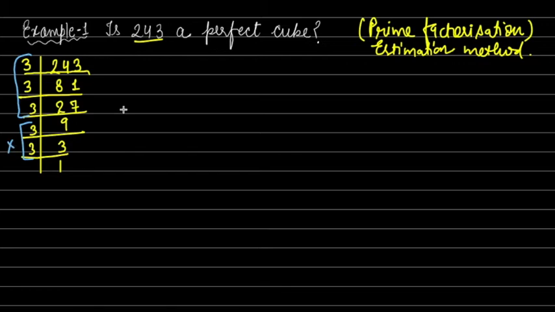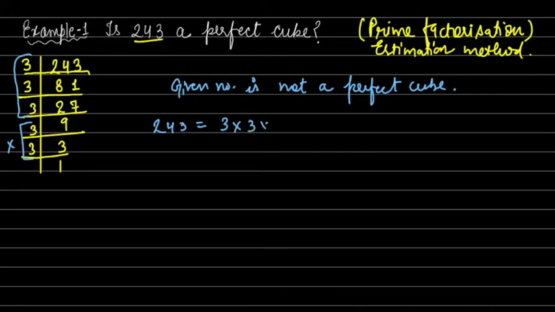So what can be my reason? The question is whether it is a perfect cube. So my answer to the question is, the given number is not a perfect cube, right? Why is it not a perfect cube? Because 243, when you write the factors, will be like this. You can underline, this is forming a triplet, but there is one 3 into 3 which is not forming a perfect triplet, hence the given number is not a perfect cube.